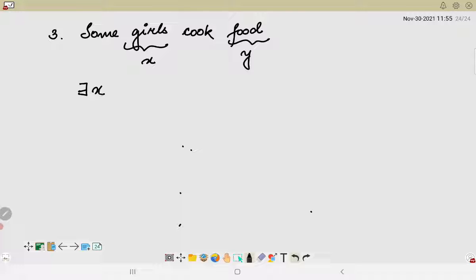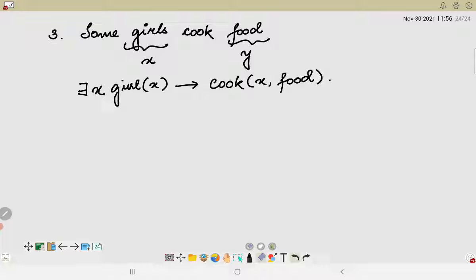So some girls, so here we will represent that for some x, if x is a girl, okay, then x will cook food. Okay, here we are using implication. However, you can also use the and operator. So here, since I find that implication is much more suitable, we have represented it using this particular statement.